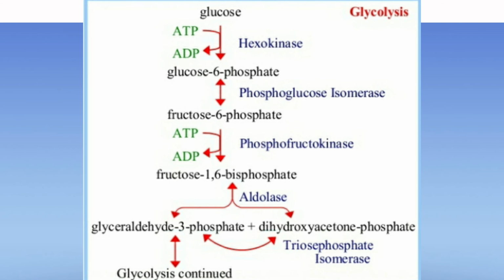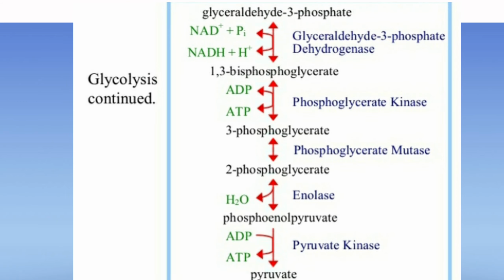That is, the first step is the glucose is converted into glucose 6-phosphate, which is further converted into fructose 6-phosphate and then fructose 1,6-biphosphate. And we have two molecules, that is glyceraldehyde 3-phosphate and dihydroxyacetone phosphate. Then glyceraldehyde 3-phosphate is converted into 1,3-biphosphoglycerate and then 3-phosphoglycerate, which is converted to 2-phosphoglycerate, and then phosphoenol pyruvate and pyruvate.